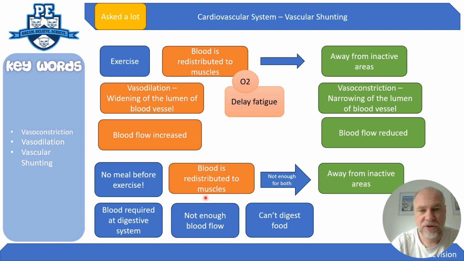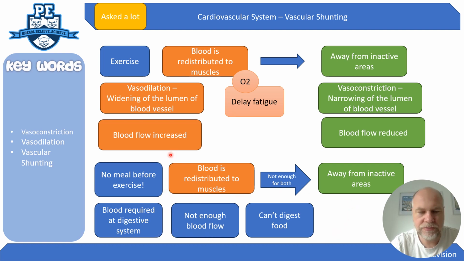So if you see that question, put in the concept in your answer of vascular shunting, the blood redistribution. Talk about that blood's needed at the muscles, and there's not enough for the blood to be at both the stomach and the digestive system and the muscles. So we divert the blood away from our stomach. And because there's not enough blood available at the digestive system, there's not enough blood flow, our body can't digest the food. So each of these sort of boxes would be your marks.